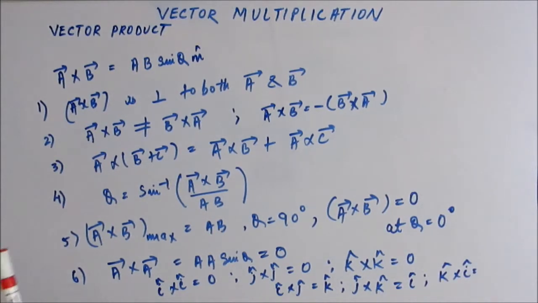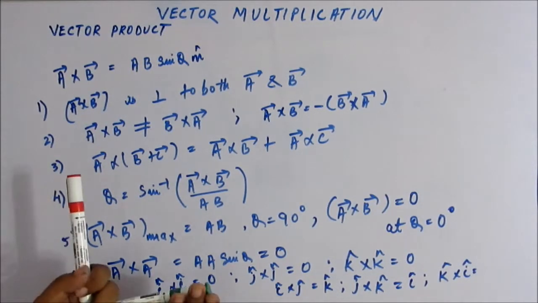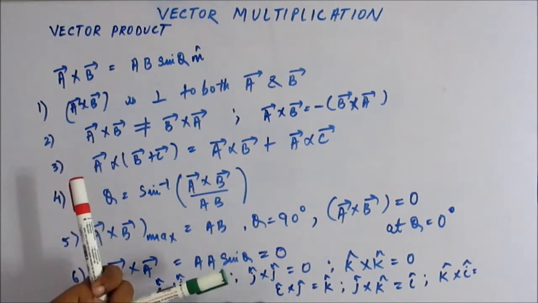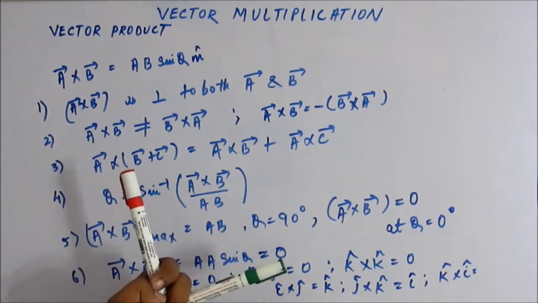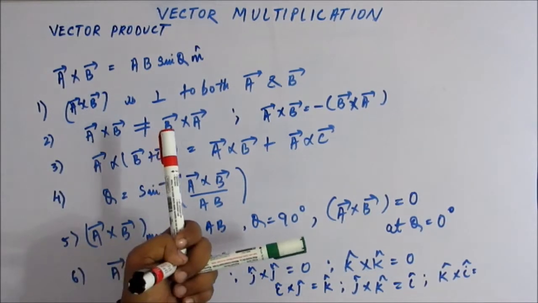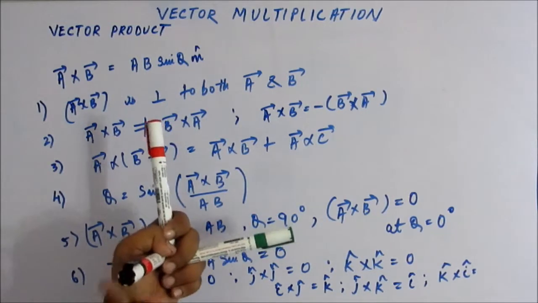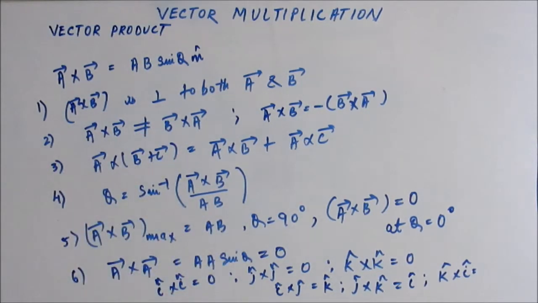Similarly, k cap cross i cap. This is k and this is i. So going from k to i. If you go like this, you're going from i to k. You have to go like this, from k to i. If you're going from k to i, your thumb is pointing in the direction of j. So k cross i would be j.